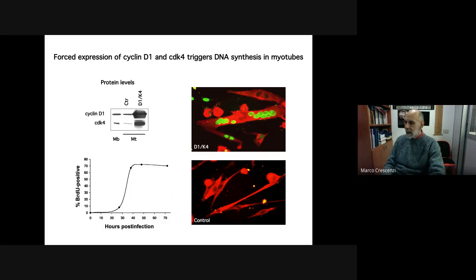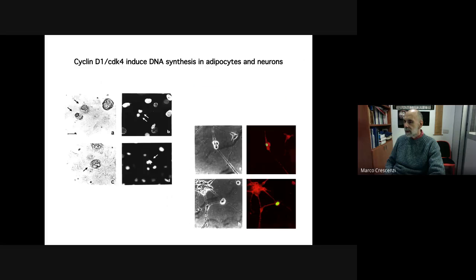And also we showed that cyclin D1 and CDK4 overexpression could reactivate not only myotubes, but also other terminally differentiated cells such as adipocytes. Here we see mitotic adipocytes. These are their nuclei.